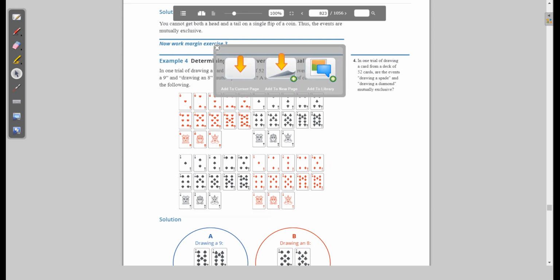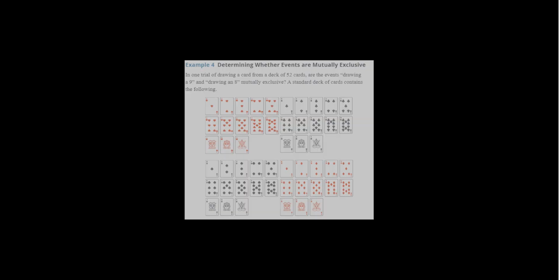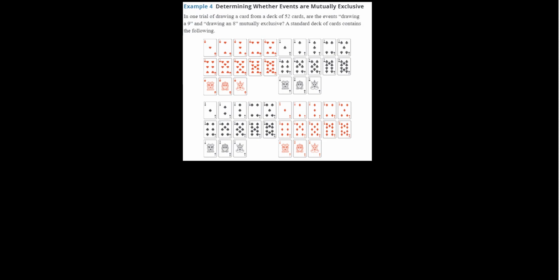There we go. All right, so this reads, in one trial of drawing a card from a deck of 52 cards, one trial, are the events drawing a 9 and drawing an 8 mutually exclusive? And a standard deck of cards looks like the following, okay? So, is it mutually exclusive? Well, if it says one trial, that means one drawing, right? Are the events drawing an 8 and drawing a 9 mutually exclusive? Well, when I draw one card, I can't draw both an 8 and a 9, right? So, yes, they are mutually exclusive.